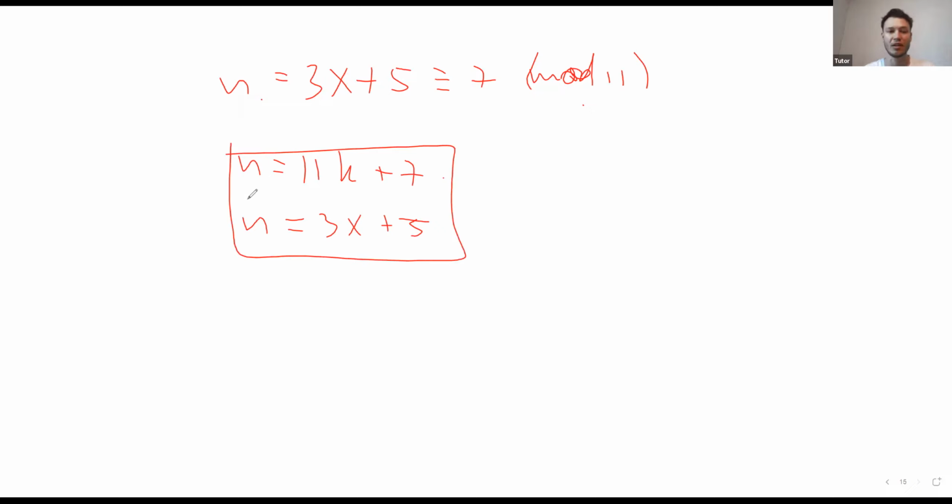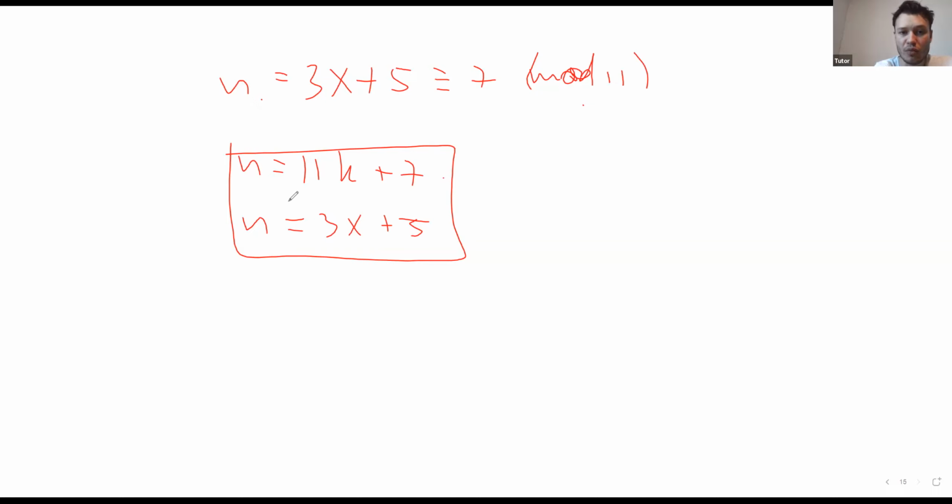Somebody comes to you and tells you, I have some number of cookies, and when I put them in 11 bags, I have 7 left. When I put them in 3 bags, I have 5 left. So then the question is, what is this number n, or what is the smallest number n that satisfies this? Or tell me at least one number that satisfies this. Now clearly this is a way harder problem.